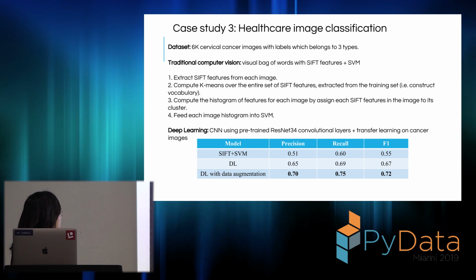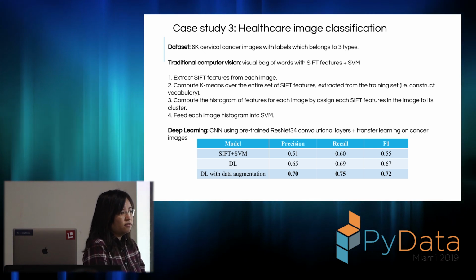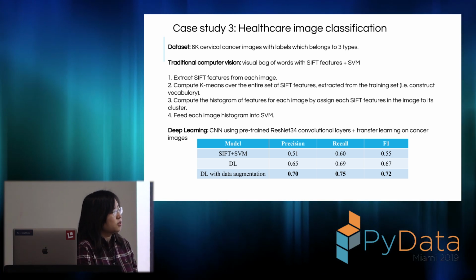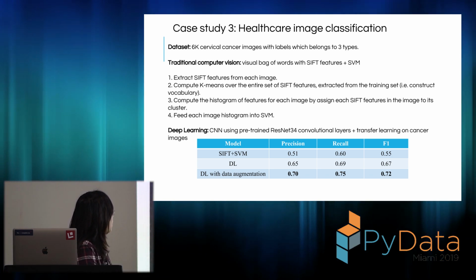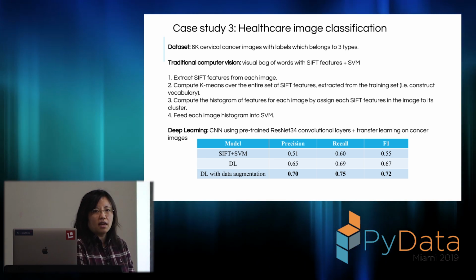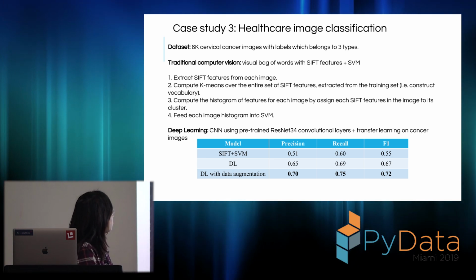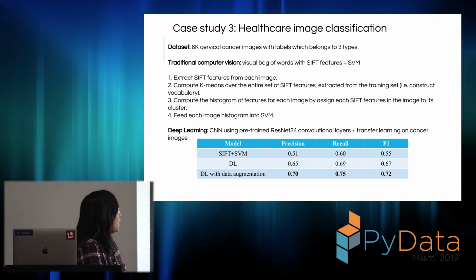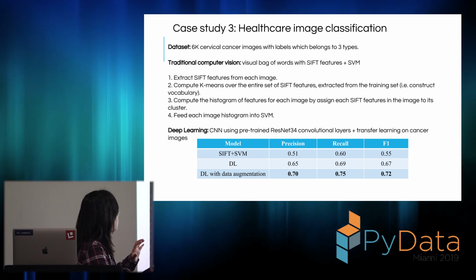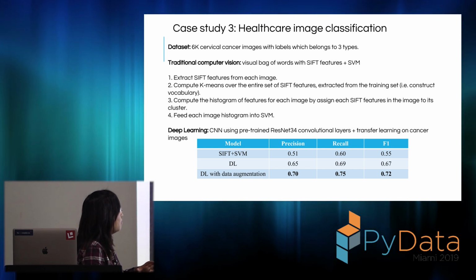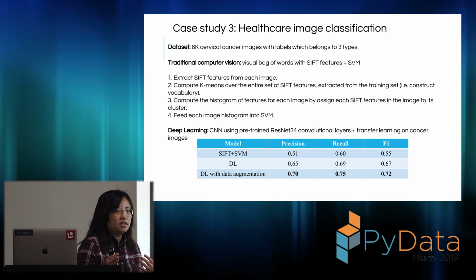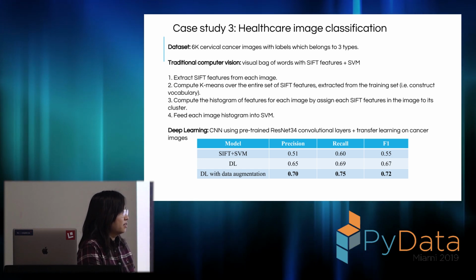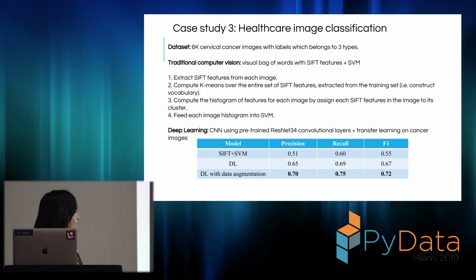And on the deep learning side, since 6,000 images is not enough to build a whole deep learning network from scratch, a lot of people borrow existing trained neural networks from ImageNet. For example, ResNet 34 is the one I use. I saw people use VGG16. And then what you can do is utilize these pre-trained convolution layers and then knock off the fully connected layers and replace them with your own data set and do transfer learning on your problem at hand.